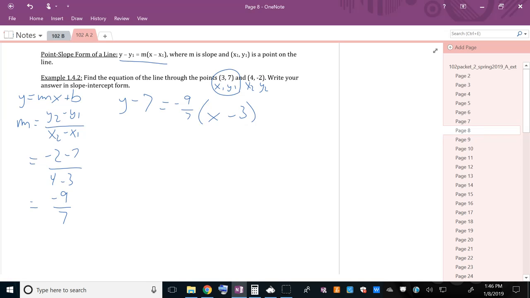That is my equation in point slope form, but my final answer again I do want in y equals mx plus b form. So let's distribute to get rid of the parentheses. To multiply, I'm basically just multiplying the numerators and then the denominators, so I get positive 27 over 7, and then let's add 7.